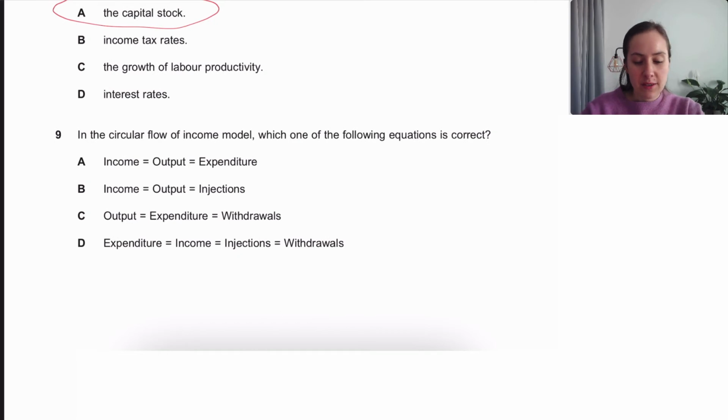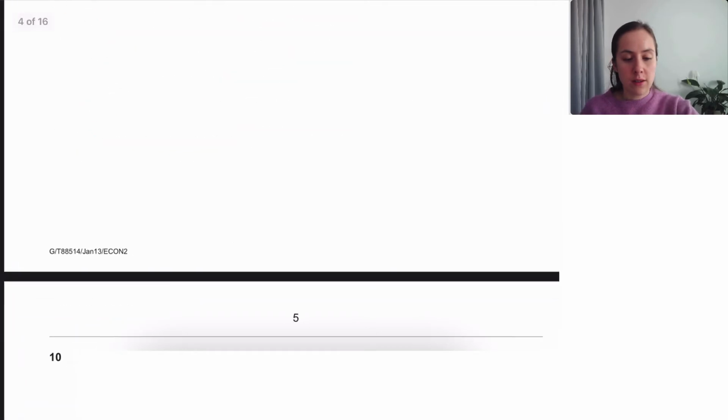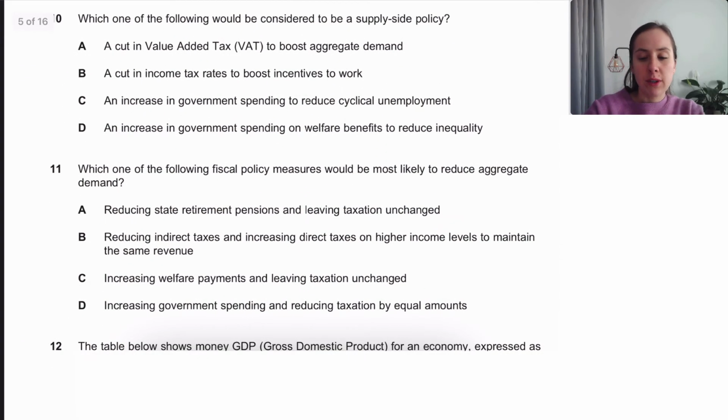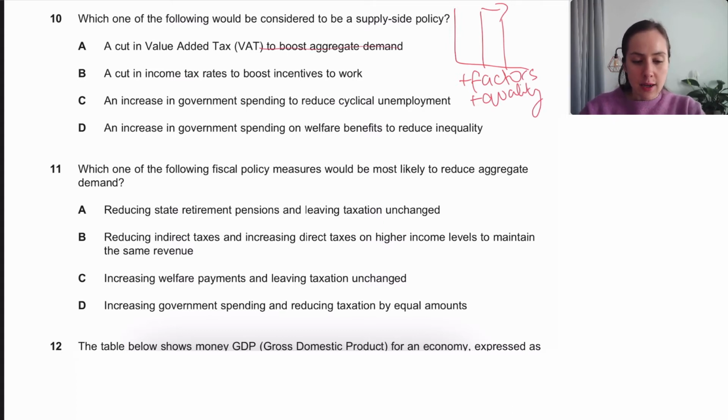Circular flow of income, this is good. This is something to just remember, that your income has to equal your output and your expenditure. So that's it. That's a definition question. Supply side policy, I'm looking again for something that shifts that long run AS to the right. So we need to introduce more factors of production or a higher quality of those factors of production. And so I'm not looking to boost AD. And incentives to work, yes, this could work because then you have a higher quality of your labor force. Everybody's working harder, working more effectively.